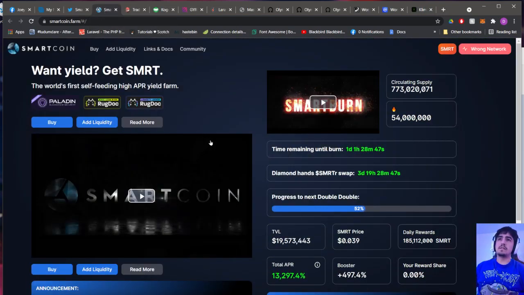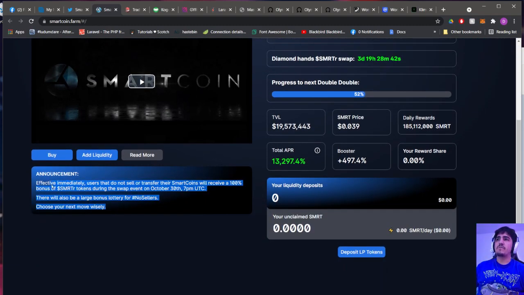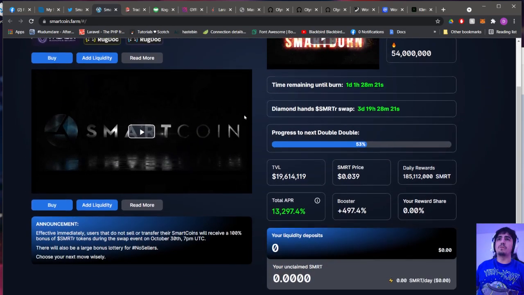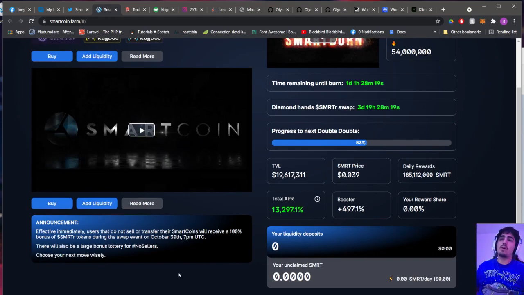They got us, this is literally the Squid Games of crypto. Look here: effective immediately, users that don't sell get 100% reward when we launch this swap event on the 30th. Now, I was never going to sell. That was never my intention. I wanted to build up because Smart R was already announced. But basically, they're saying now you guys can't sell, which, again, it is what it is. They want the price to hold up. But they got you doing a whole bunch of stuff. Anybody who joins at this point obviously doesn't qualify for the 100%, because you could just join last minute. So they predicted that.